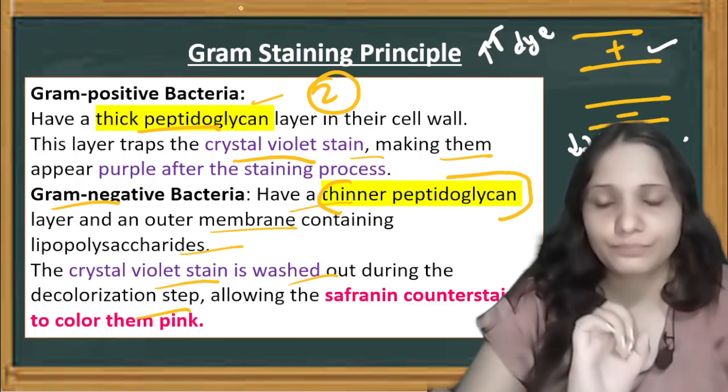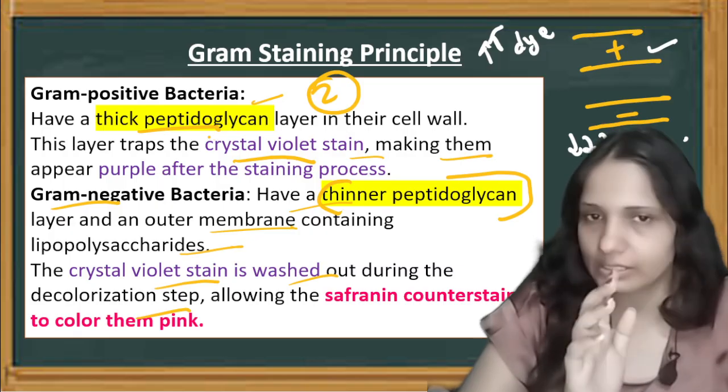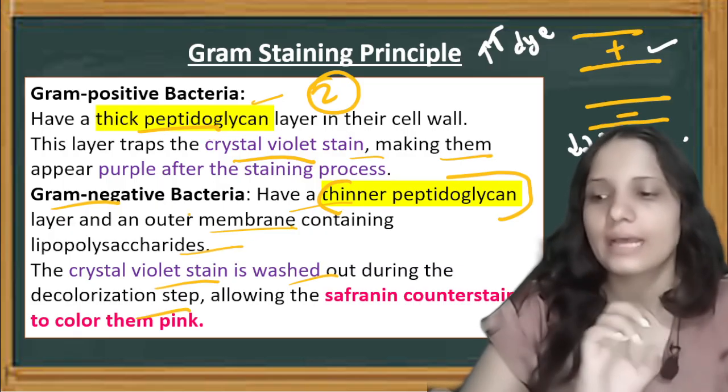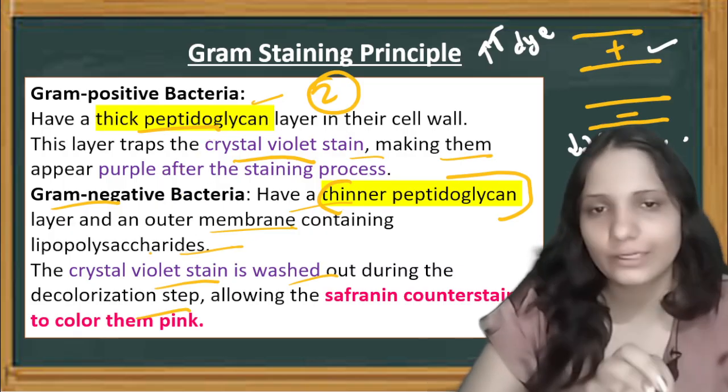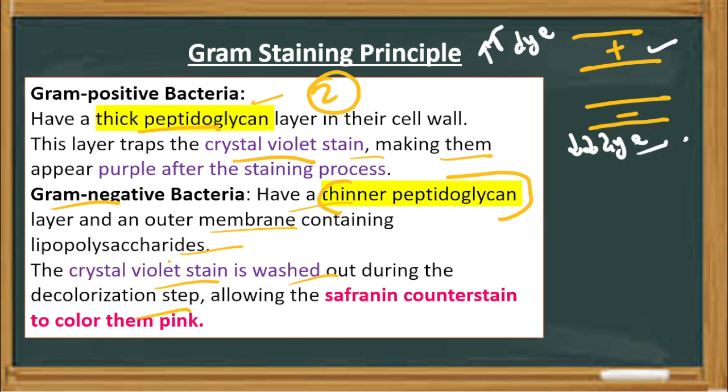Now in principle you have to write all these things about crystal violet. Then in gram negative bacteria you have to mention that after the crystal violet decolorizing step, when we add the counter stain it will appear pink in color. You have to mention these colors also. In case of gram positive bacteria, purple or bluish color, and in case of gram negative bacteria, reddish pink color, right? So this is the principle of gram staining.